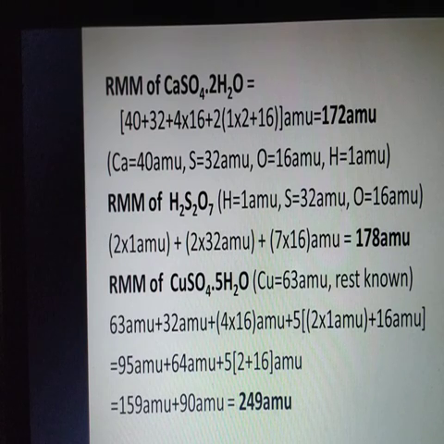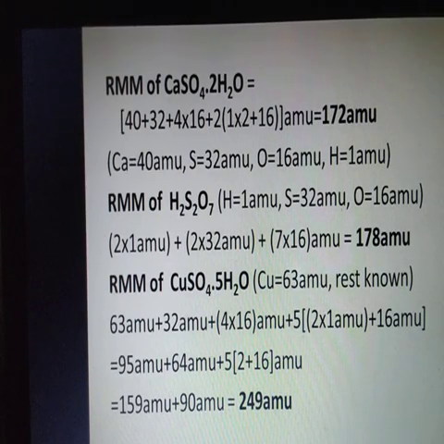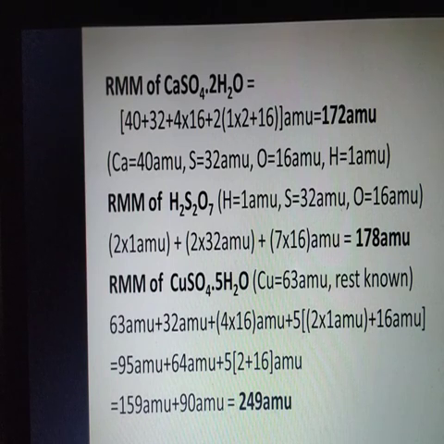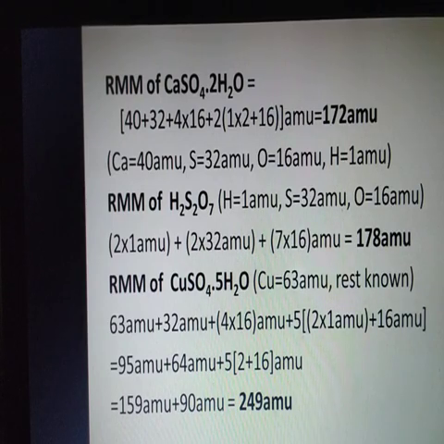In a similar way, copper sulfate 5H2O: the copper atomic mass is 63, and the rest you know, sulfur is 32, oxygen 16, hydrogen 1. If we place accordingly, 5H2O means 5 multiplied by the molecular mass of one molecule of water. So 5 multiplied by 18. You can see once again 2 into 1 plus 16, that makes 18. So 5 multiplied by 18. That gives 249.